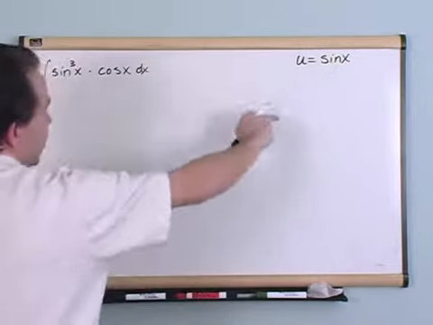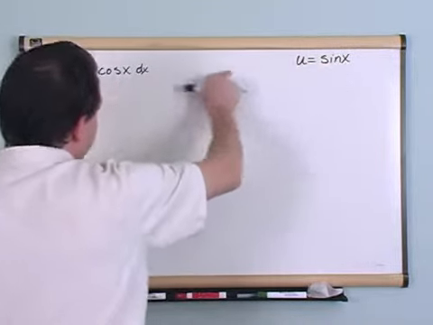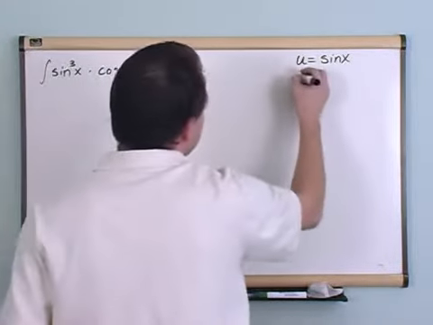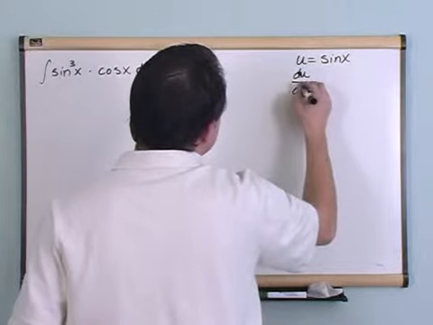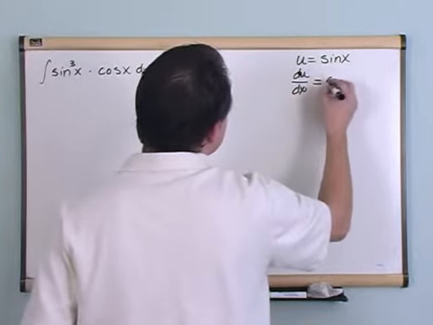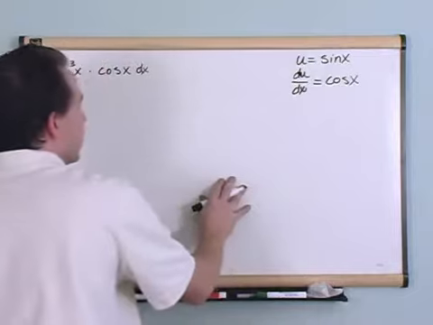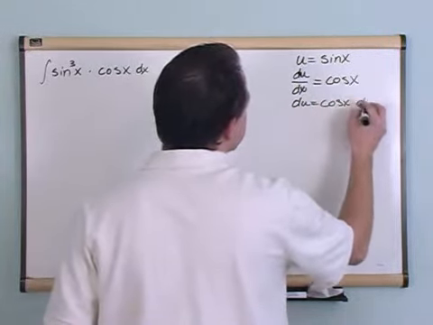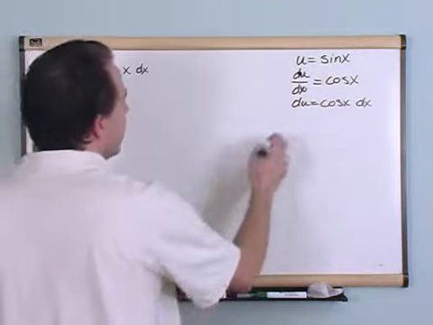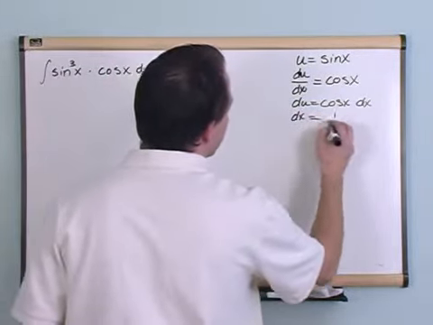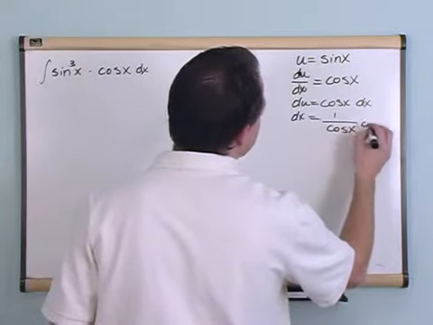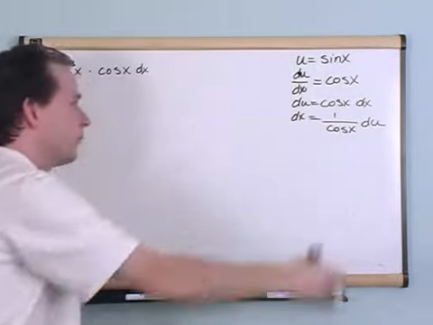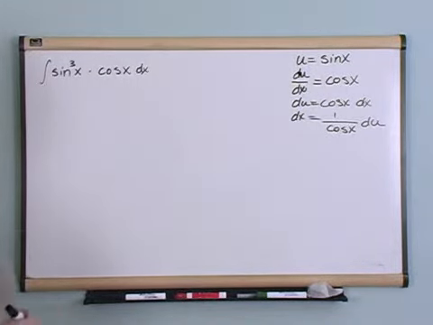Now notice right off the bat, I know I'm going to take a derivative of this, which is going to end up canceling with this, because the derivative of sine is cosine. So let's show that. du/dx is equal to cosine of x. Then du is equal to cosine of x dx, by multiplying through by dx. And so dx is 1 over cosine of x times du. Same steps we did for every single problem. We just defined u and went from there.